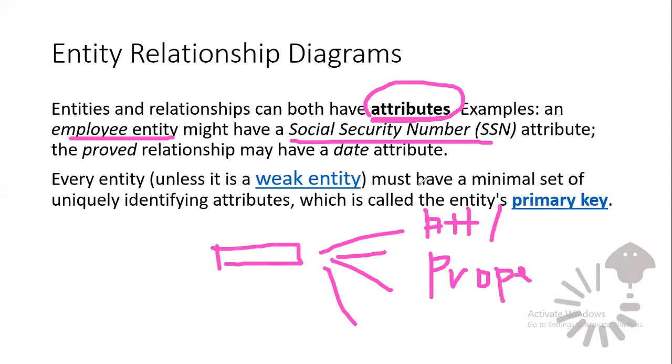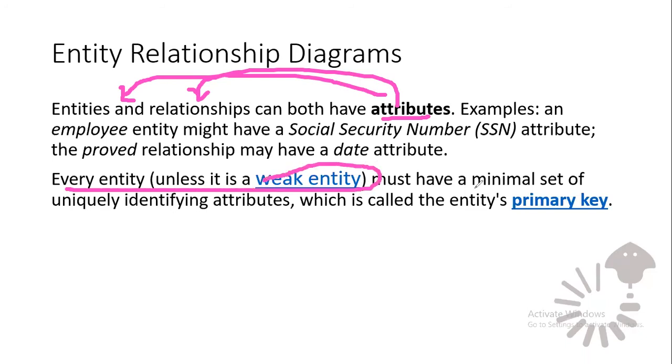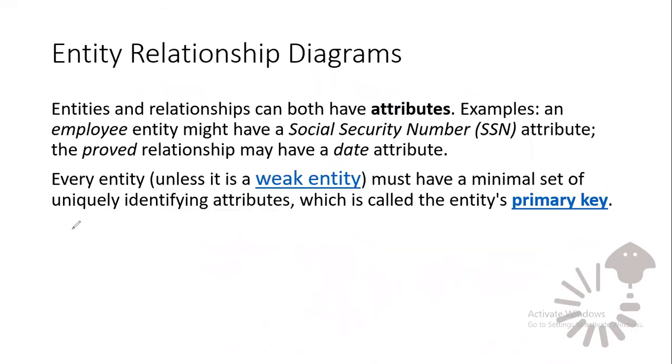So this defines yung entity or relationship. Attributes describe entity. Attributes describe relationship. Every entity, unless it is a weak entity, must have a minimal set of uniquely identifying attributes. So sinabi nga natin kanina, yung entities natin, meron siyang unique identifier. Yung identifier actually is called an attribute. Unique attribute siya. In proper terminology, we call that primary key. Key attribute, primary key, primary attribute, primary key.